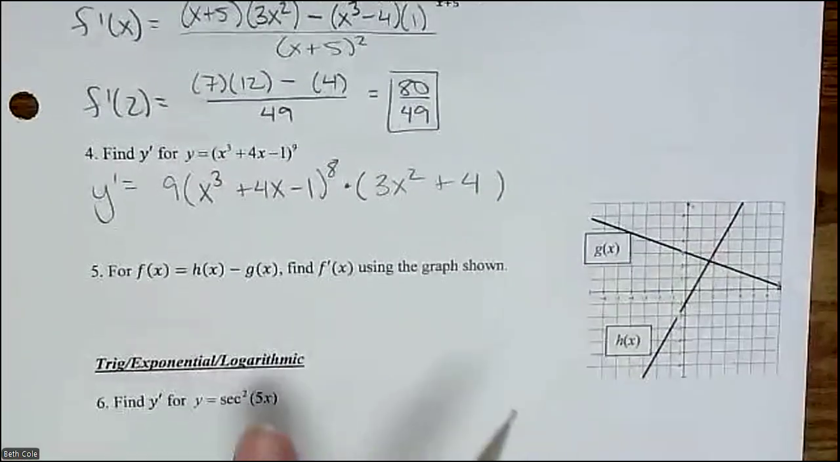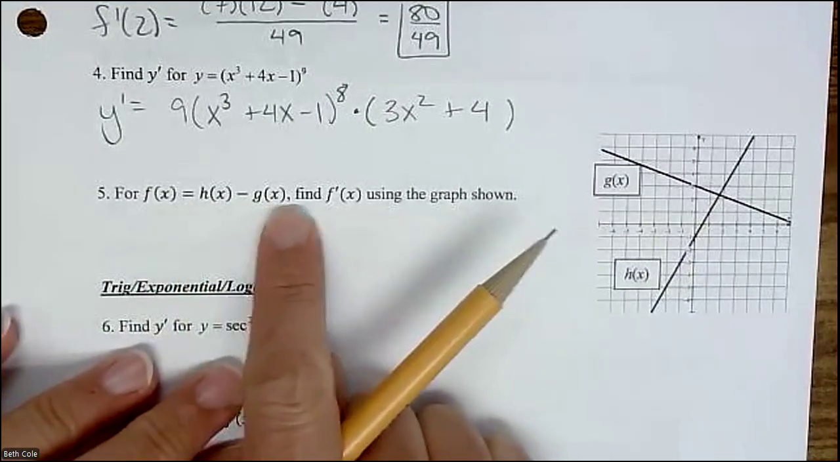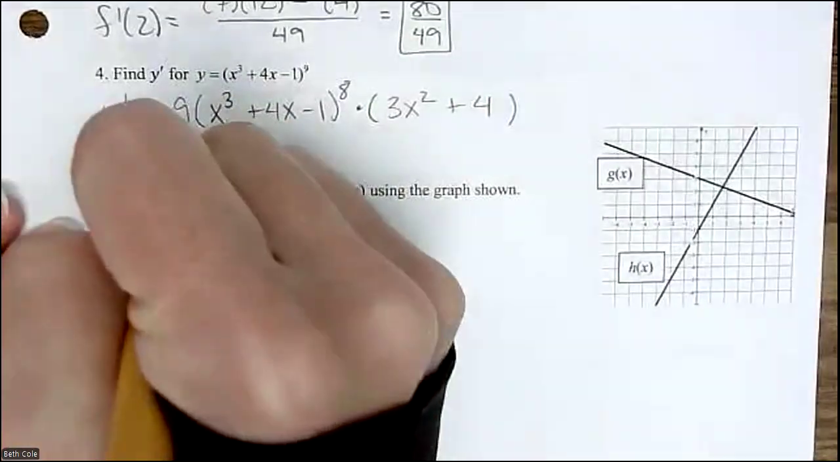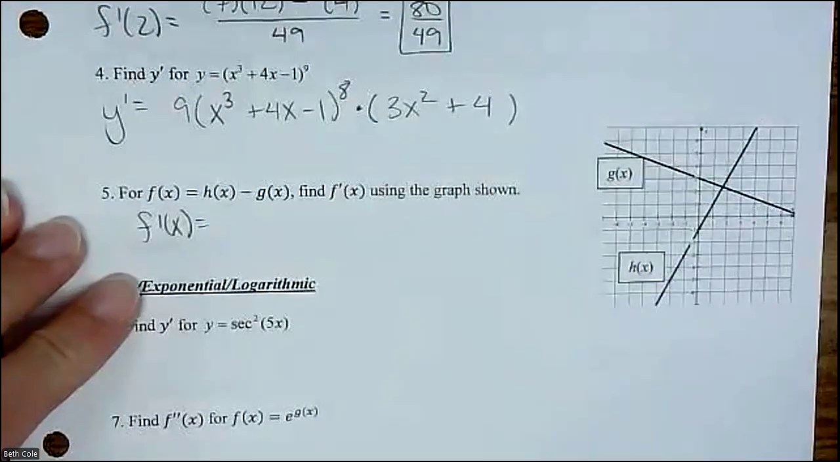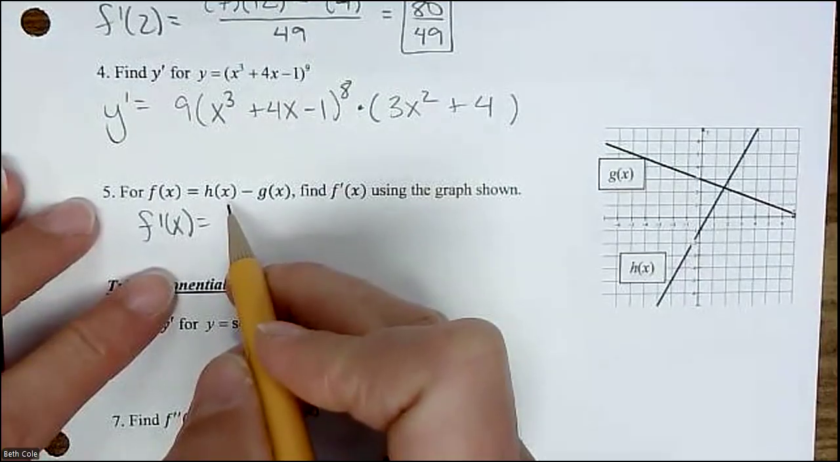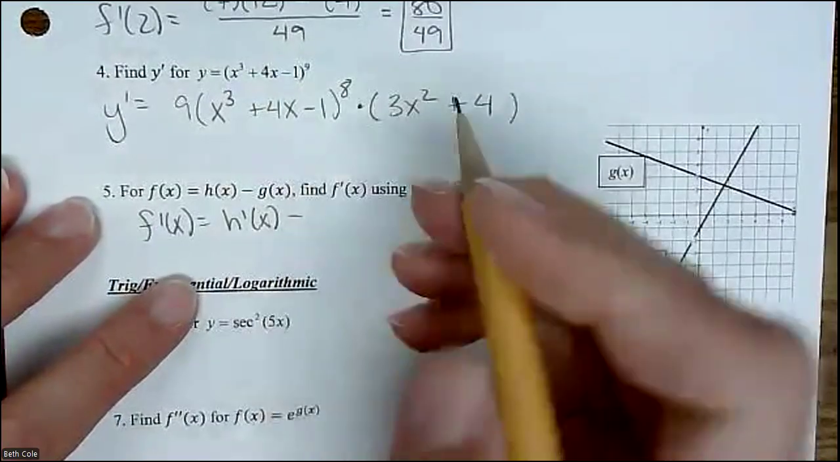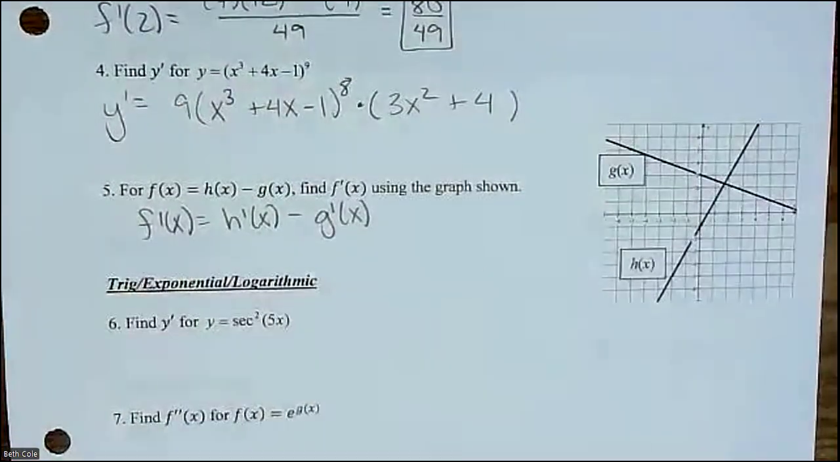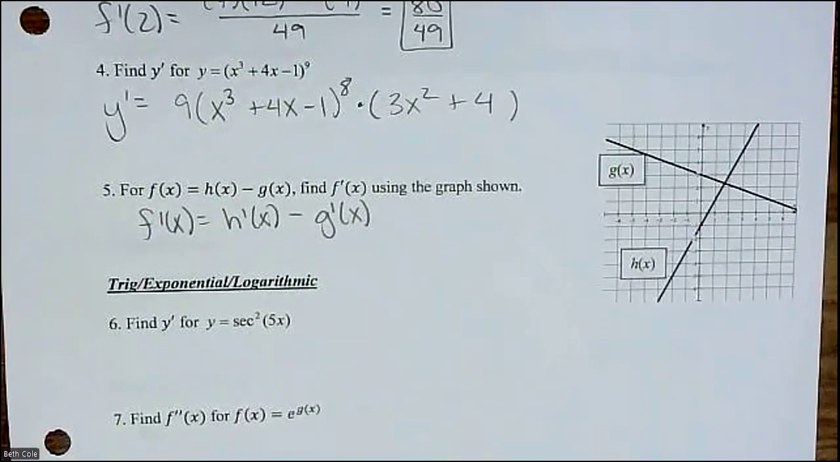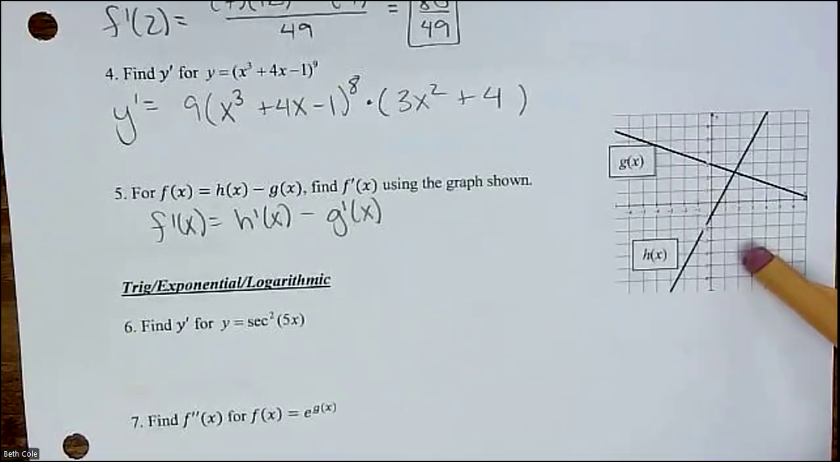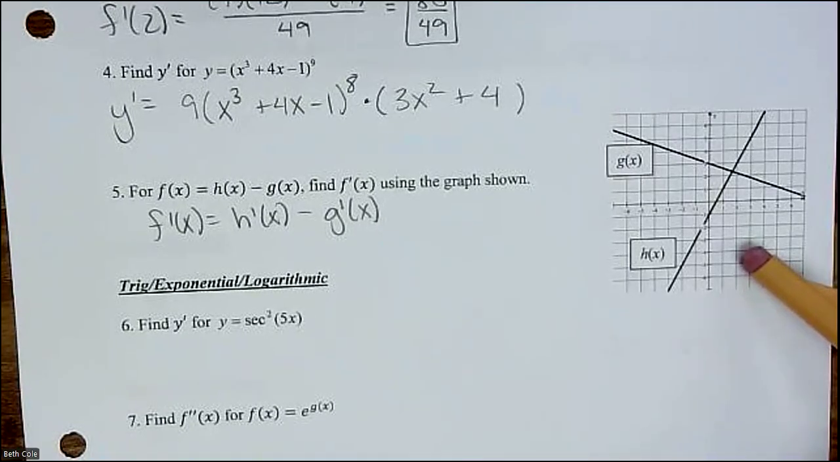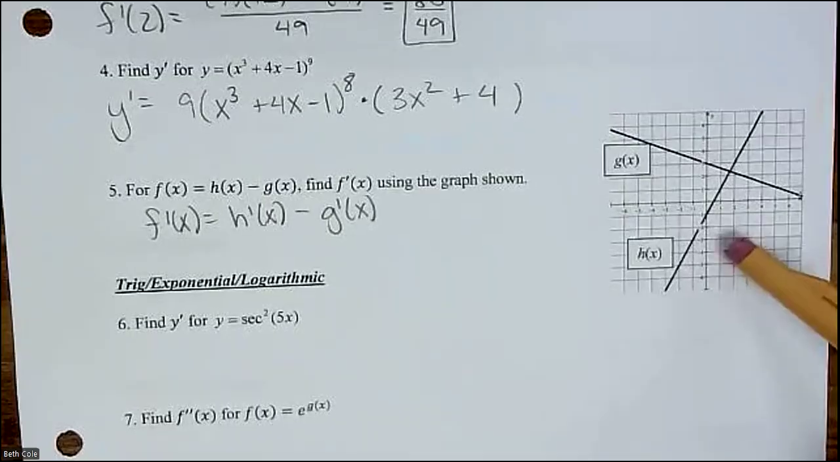Okay. All right, for f of x equals h minus g, find the derivative using this graph. So f prime equals, do not overthink this. What's the derivative of h? h prime minus g prime. You don't have actual functions. So derivative of h is h prime, derivative of g is g prime. Derivative means slope. That's why these graphs are lines. You can't do a slope of a curve unless you have an actual function to use. But we're going to go find the slopes.